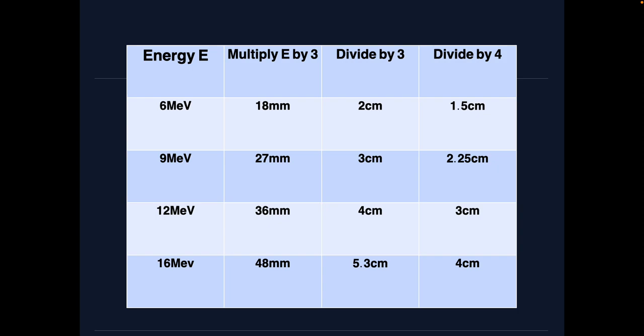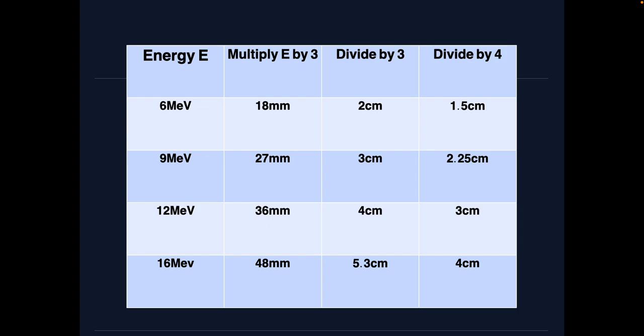mm. Back to the original method, when we divide the energy by 3 or by 4, as you can see from the table, dividing the energy by 3, it's 3 centimeter, dividing the energy by 4, it's 2.25 centimeter. So 27 is an average between the two figures, so it's a kind of rough idea. I don't think it's wrong to use it, but if you want to use the 4 or the 3, I would say it's of value.